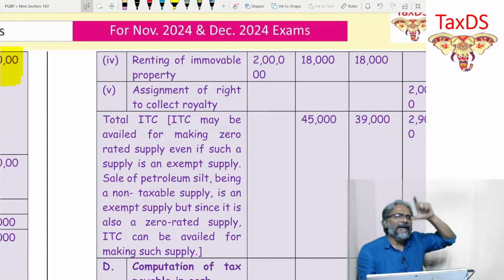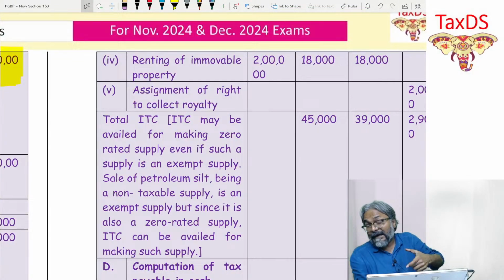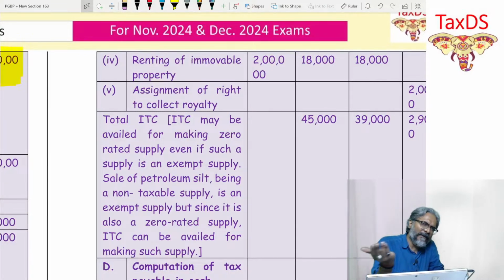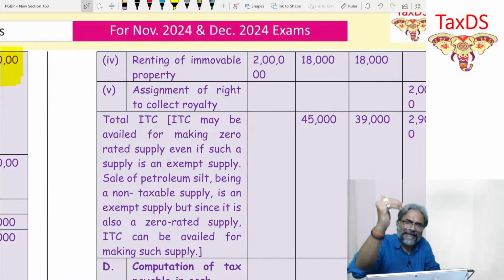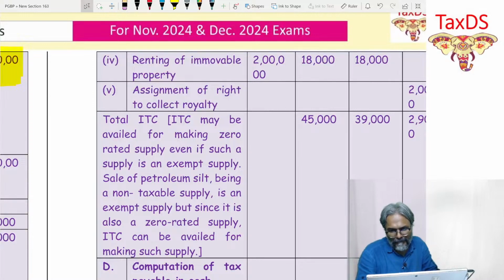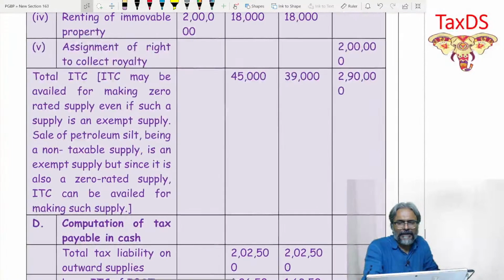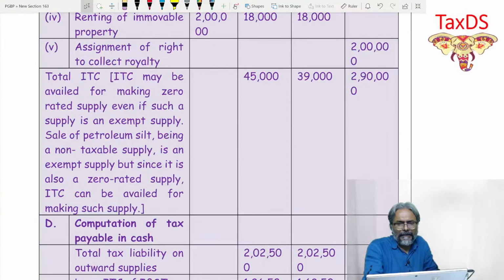You will add to that the ITC that is available under the reverse charge mechanism, because you first have made the payment through the electronic cash ledger, and once you have paid it, you will be eligible for ITC immediately. So in that statement of ITC credit, again I'm repeating it, this line item needs to be added. Which line item? The line item which is to do with the reverse charge mechanism. The total ITC, students, in this context is 45,39,290. This is the total amount.